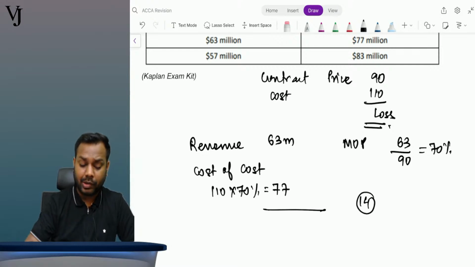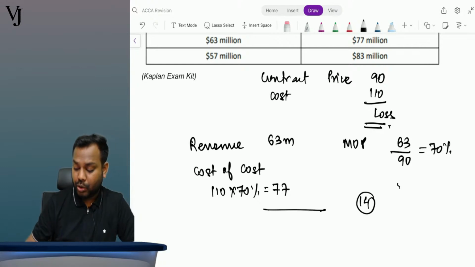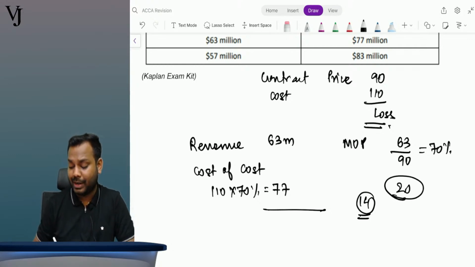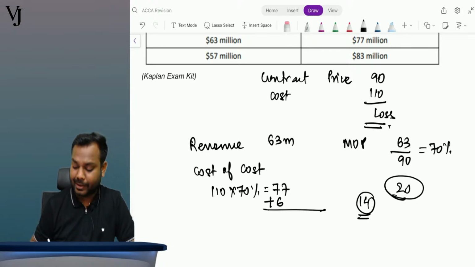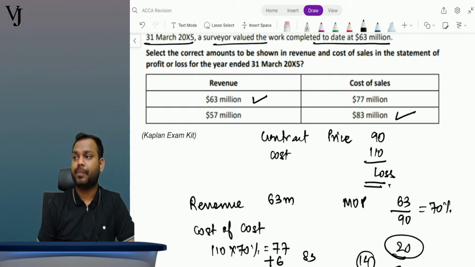And what is the total loss? 110 minus 90 is 20. Total loss is 20. So far till date you have already booked a loss of 14. So what is the loss that is not booked? 6. So you will add 6 here, so it will be 83. So the cost of sales is 83, revenue is 63. Is it clear, everyone?